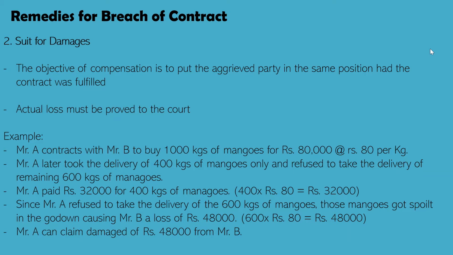So, if Mr. B can prove to the court this loss of 48,000 rupees as a result of breach of contract by Mr. A, the court can grant damages amounting to 48,000 rupees to Mr. B. Clear? The damages must commensurate with the loss incurred. The court must maintain a balance and award the damages that are neither more nor less than the actual damage incurred by the aggrieved party.